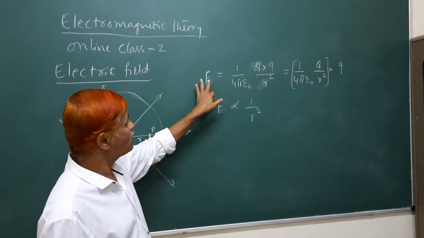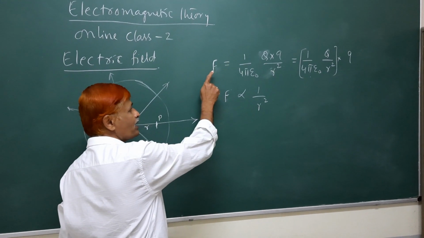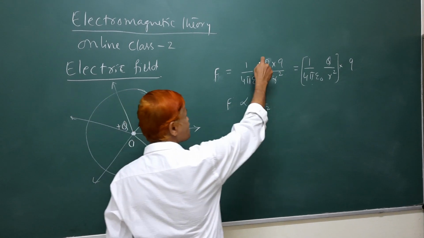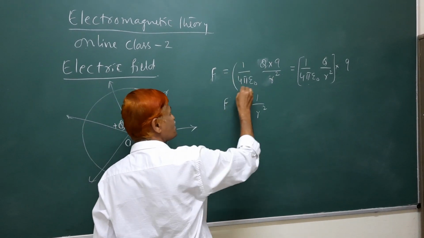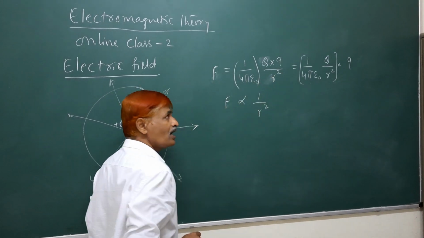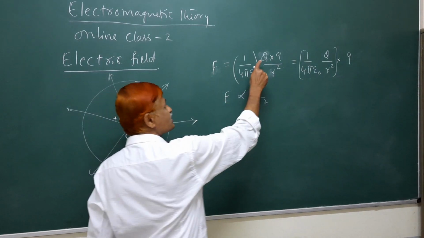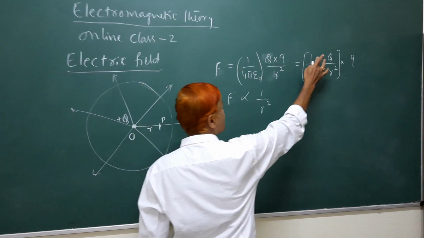Last class we studied Coulomb's law. Coulomb's law is given by the force between two charges Q and q: F is equal to, in free space, 1 by 4 pi epsilon Q into q divided by R square. Q is the first charge, small q is the second charge. It can also be written like this.